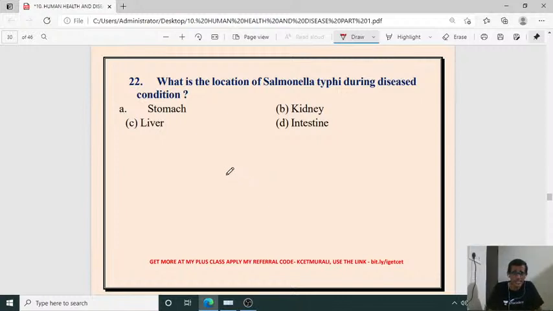22nd, what is the location of Salmonella typhi during diseased condition? Where can we observe the population of Salmonella typhi in the human being at the highest percentage after their attack? The right answer is intestine. So in the intestine, the percentage of Salmonella typhi is highest. Here disease means the percentage of their population in the body of the person who is suffering from typhoid fever.